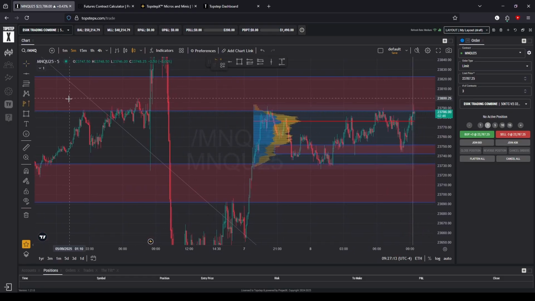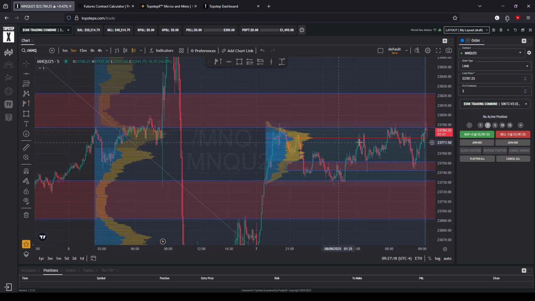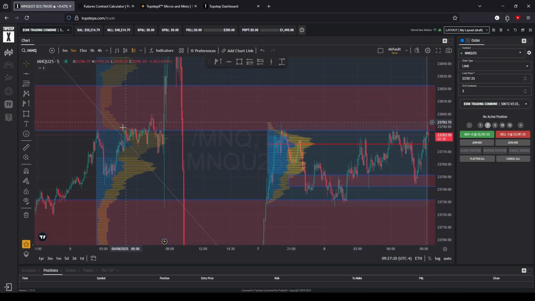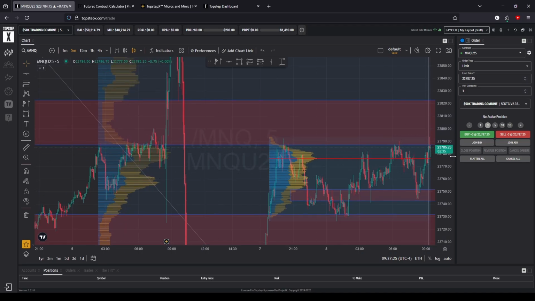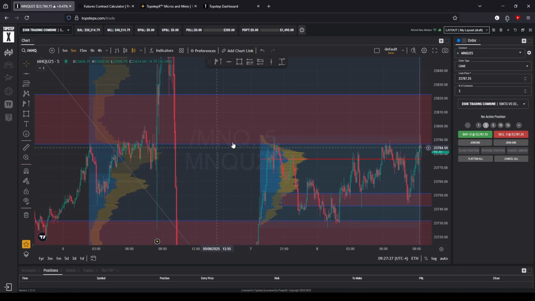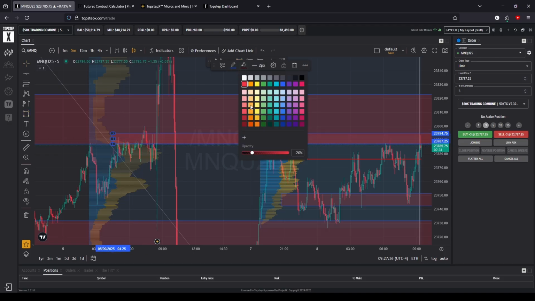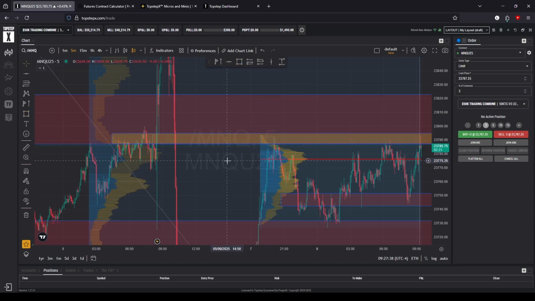I'm gonna draw another zone. Yeah, we can see the drop off here, so pretty big drop off. And so using that, we can see that it has tested these areas right here. I'm gonna make this a different color just so I can see it easier. And then I'll probably get rid of this.